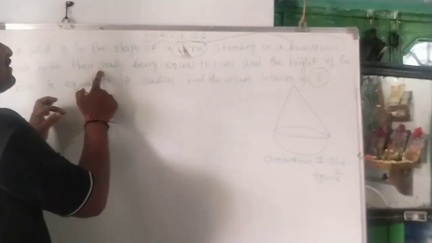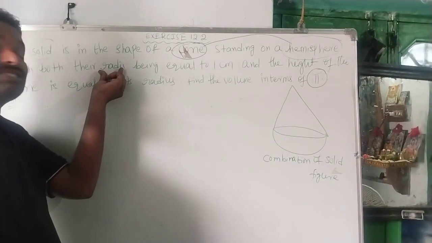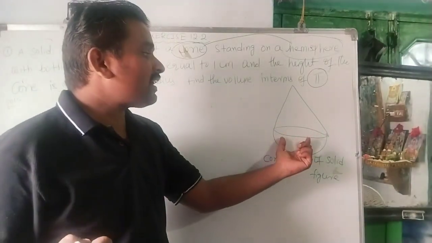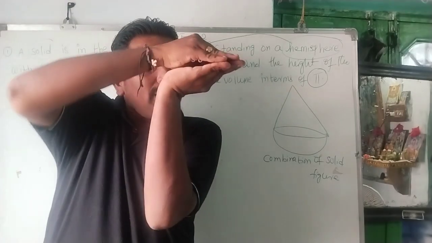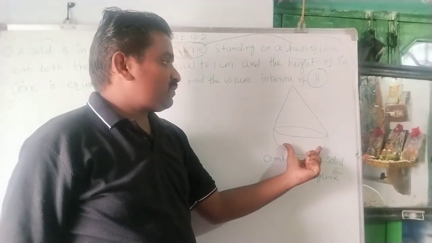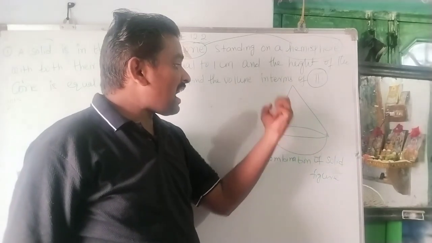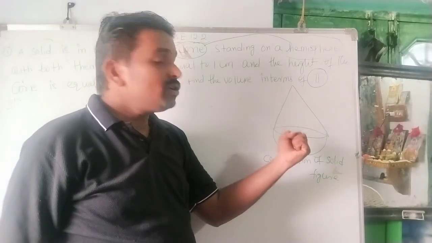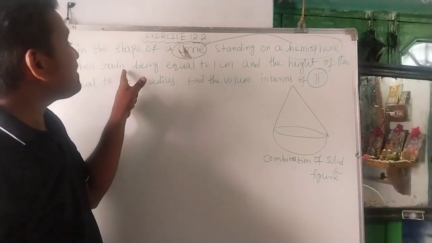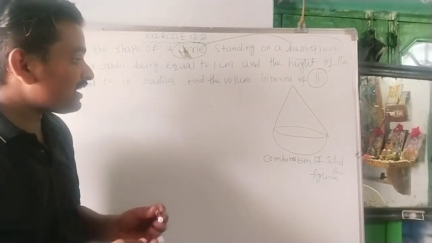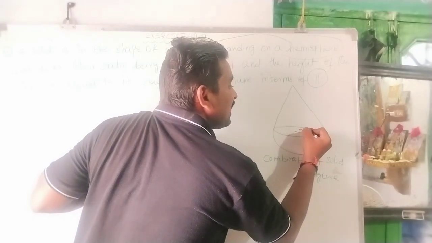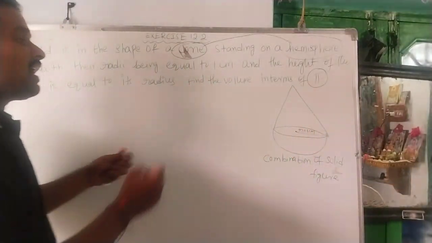These two figures have the same radii. The plural form of radius is radii. So the hemisphere and cone, both figures coincide with one another. So here we have placed the cone on the hemisphere. Both figures have the same radii. So the given hemisphere and cone have the same radii, equal to 1 centimeter. 1 centimeter is the radius of the hemisphere. At the same time, 1 centimeter is the radius of the cone.